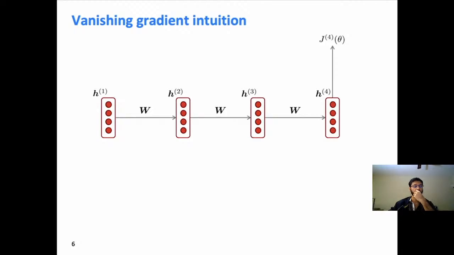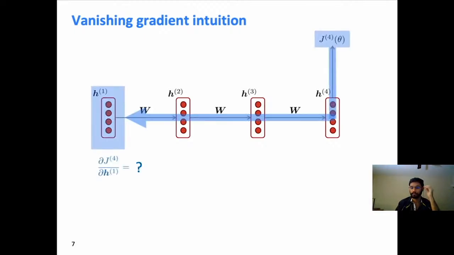So here we have an RNN with, let's say, 4 steps. And suppose that we have some kind of loss, J4, that's computed based on the 4th hidden state. So let's suppose we're interested in asking, what is the derivative of this loss J4 with respect to the hidden state H1, the first hidden state? I'm representing that with this blue arrow notation to represent how we have to make the gradients flow backwards in order to compute this.